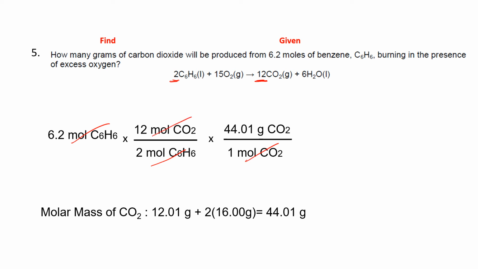Moles of carbon dioxide cancel, and we are at grams of carbon dioxide. So we can plug everything into our calculator. We're limited to 2 significant figures. So it comes out in our calculator to be 1,637. We have to round that to 1,600 grams of carbon dioxide gas.